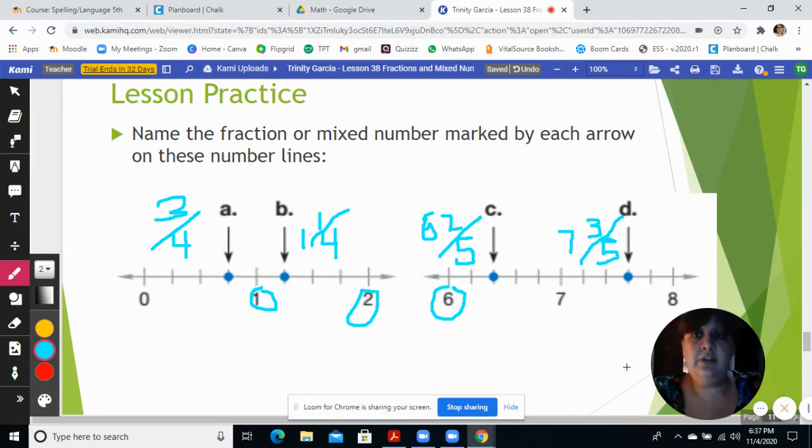Okay, so now you know how to find a fraction or a mixed number or a whole number because we did that before on a number line. All right? So now you have a new tool to help you find missing numbers.